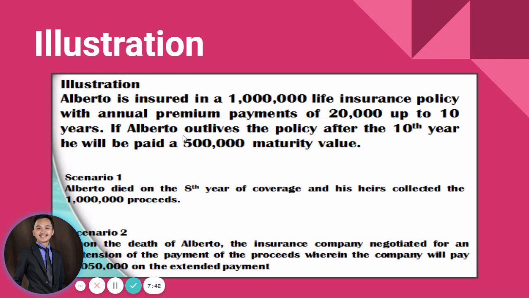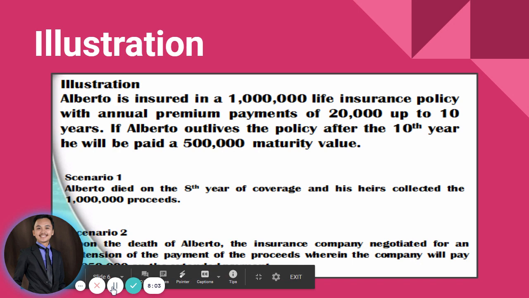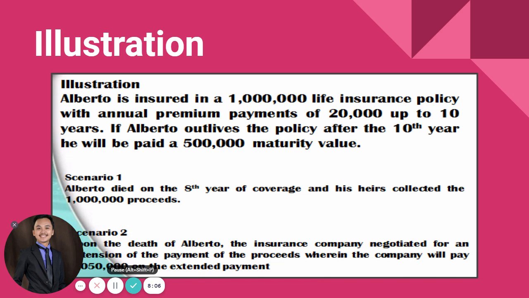Okay, for example, scenario 1, Alberto died on the 8th year of coverage and his heirs collected the 1 million proceeds. What will be the tax consequence? In that case, guys, the entire 1 million will be exempted, okay? Since it will be considered as life insurance proceeds received by his heirs. So again, as mentioned earlier, any such life insurance will be considered as tax exempt when received by their heirs or beneficiary when the one who is insured has actually died.